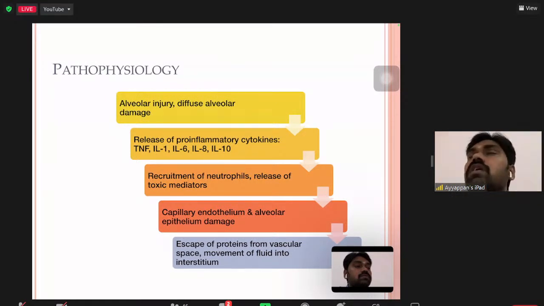Okay, pathophysiology. The common inciting event or initial trigger is either a direct cause or an indirect cause. It can cause injury to either the alveolar epithelium or the capillary endothelium. Both can lead to alveolar injury, which is followed by diffuse alveolar damage. Because of this damage, there is release of inflammatory mediators, especially cytokines, tumor necrosis factor, interleukin 1 and interleukin 6. Because of the tissue injury, there is recruitment of neutrophils and release of their proteases and toxic mediators, followed by capillary endothelial damage, flooding of the alveoli with proteinaceous material, and movement of fluid into the alveolar sac as well as the interstitium.